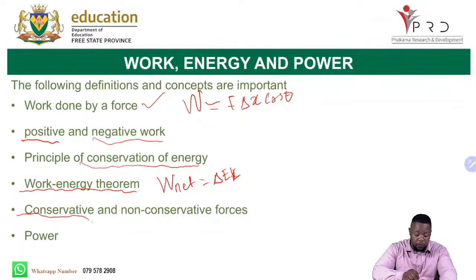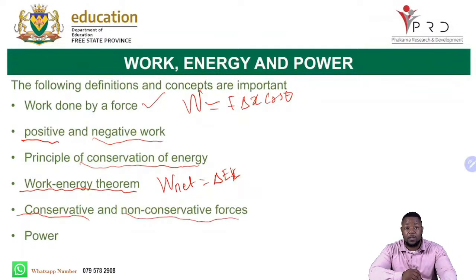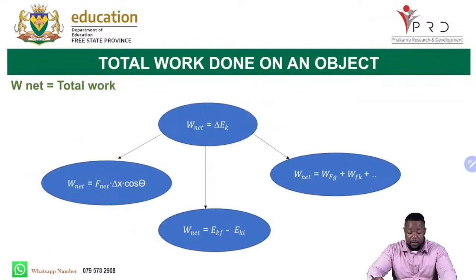Now, all of you learners, you must be able to define a conservative force, and you also need to be able to define a non-conservative force. All these definitions are there in the examination guideline 2021. You also need to be able to define the word power. Now let's move quickly as we are running short of time.